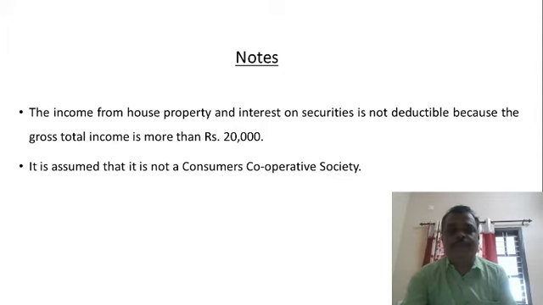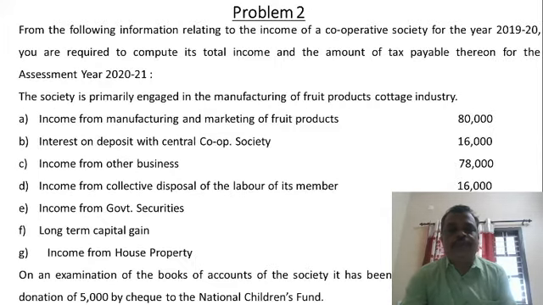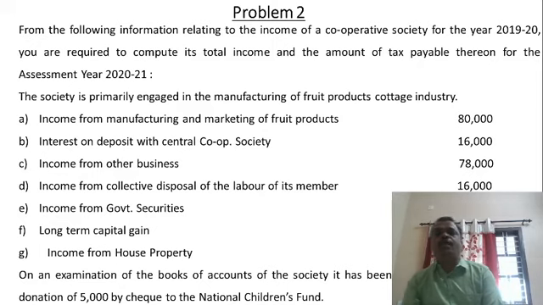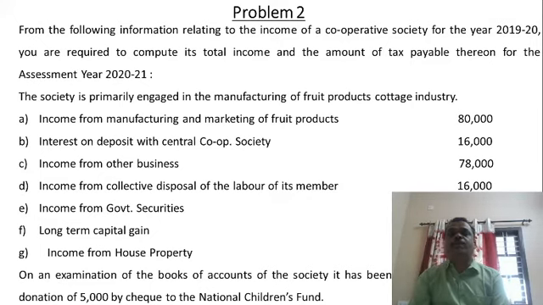This is the first problem. Now we will work out one more problem. From the following information related to the income of a cooperative society for the year 1920, you are required to compute its total income and the amount of tax payable thereon for the assessment year 2020-21. Society is primarily engaged in the manufacture of fruit industry, cottage industry. Section 80P special privileges in the fruit industry, agro-based industries, fruit products, cottage industry.